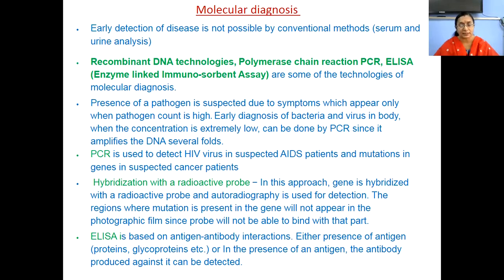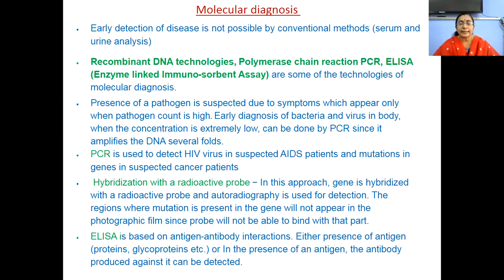So what happens is that there will be a clone of normal cells and a clone of cells which we suspect has a mutated gene. When we do autoradiography after attaching to the probe, you will find that the normal clone of genes will show a normal autoradiogram, but the one which has mutated genes, those genes will not appear in the photographic film. Because the probe will not be able to bind with the mutated one, in this way we will be able to detect the abnormality.